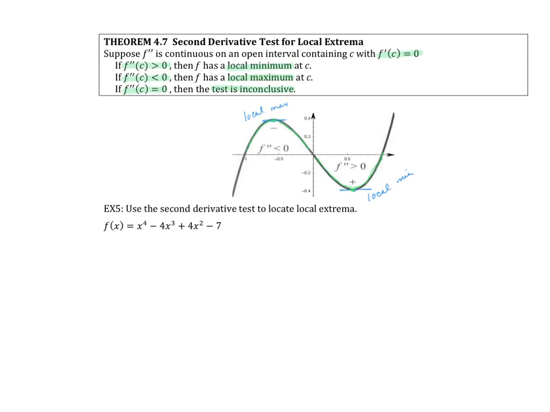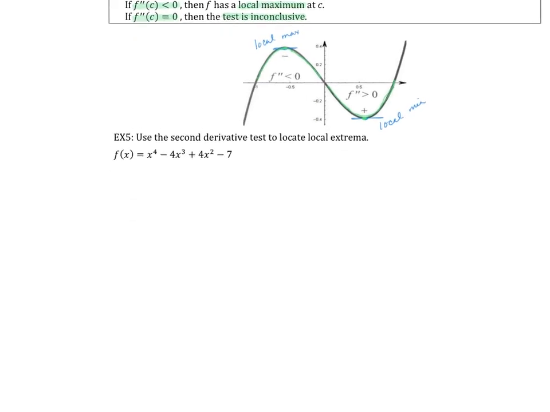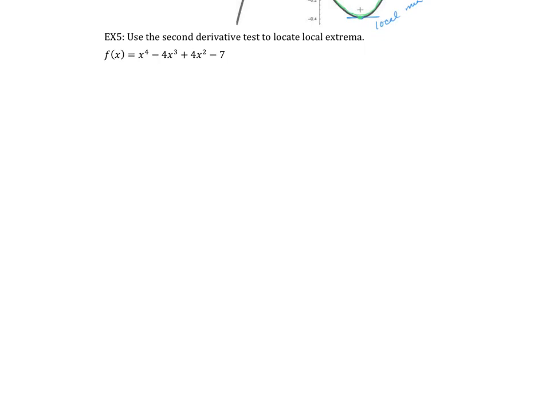We're going to go ahead and use that second derivative test in example 5 to locate any extreme values. So the first thing I want to do is compute the first derivative and figure out where the first derivative is 0. And then I'll plug those values into the second derivative. Notice that we're not looking at where the first derivative is undefined, because then we wouldn't be able to plug those values into the second derivative. If the first derivative is undefined, then when we compute the second derivative, it'll be undefined as well.